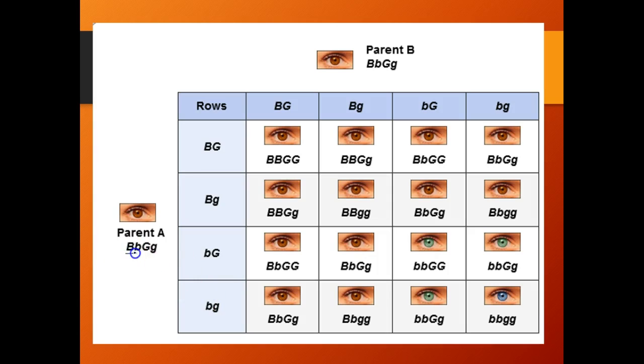So the 2 different letters show you that there are 2 different genes that we're talking about, and each of those genes, so the B gene and the G gene, have 2 different alleles, right? We have an uppercase and a lowercase one. And you see that allows us to produce many different types of phenotypes. We have brown eyes, right? We see green eyes, and we also see blue eyes.